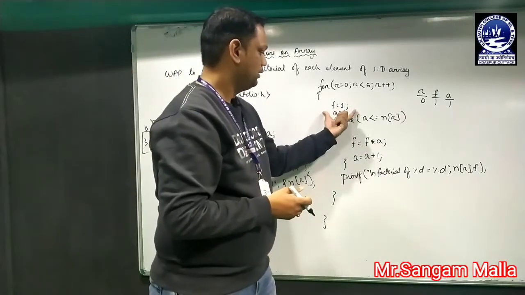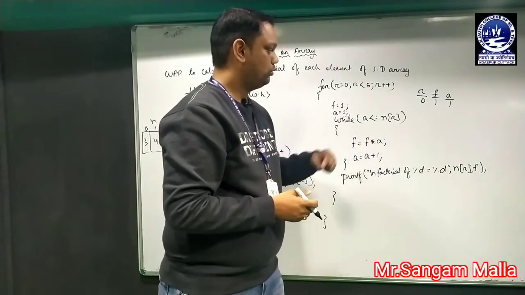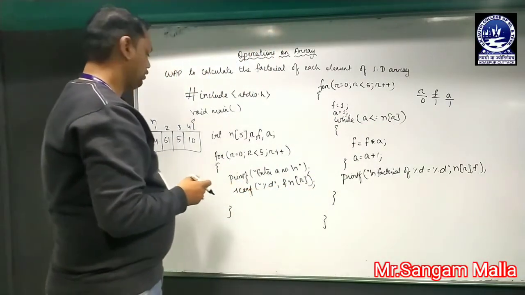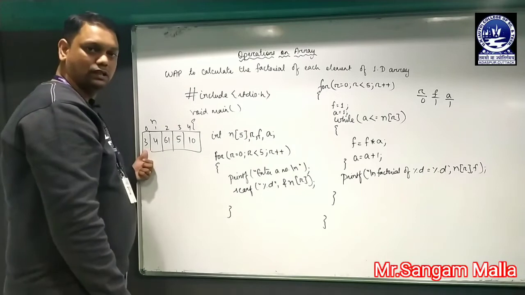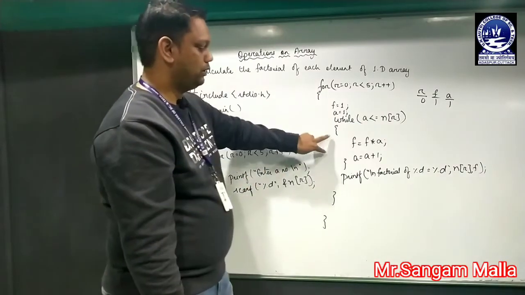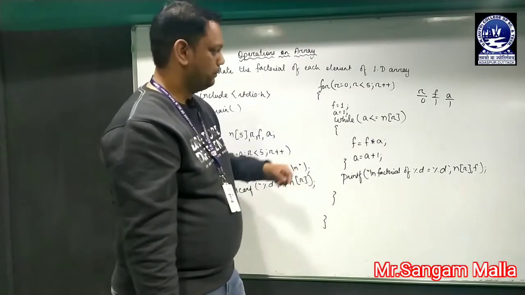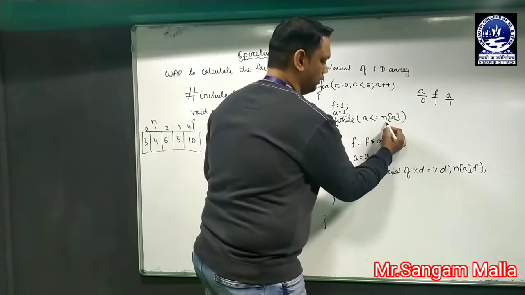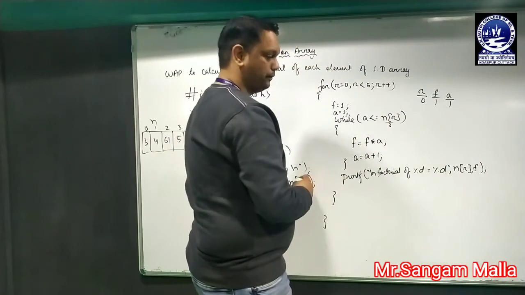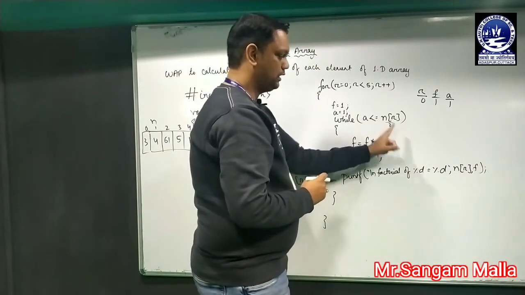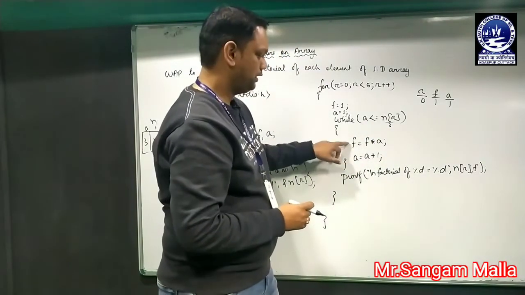So let's say a is less than or equal to n of r. So n of r means n of 0. So n of 0 is 3. So first we will be calculating the factorial of 3. Let's see whether it is working or not. So here the value is, let's say, 3. So a is 1. 1 is less than or equal to 3. Yes, true. It will enter over here.